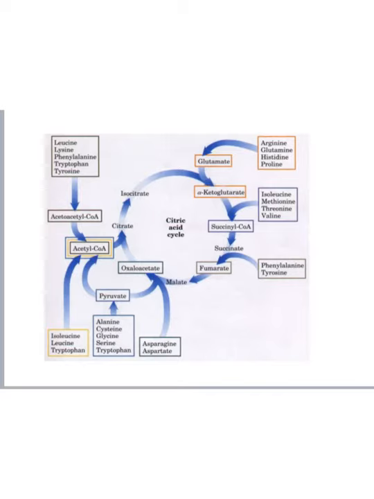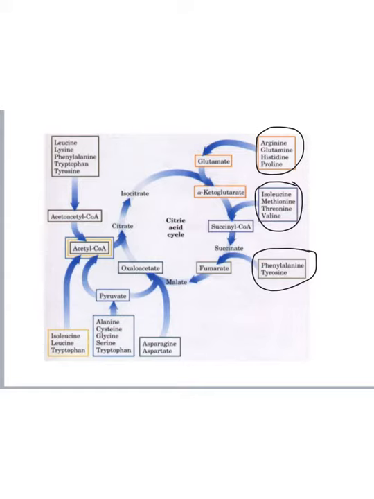Okay, so this is just a diagram refreshing your memory of the citric acid cycle and how different amino acids can feed into it. Again, this is not something that I would ask you to memorize, but it shows you where all of these amino acids feed into that cycle and how we can link amino acid oxidation, or the breakdown of amino acids, to the citric acid cycle.